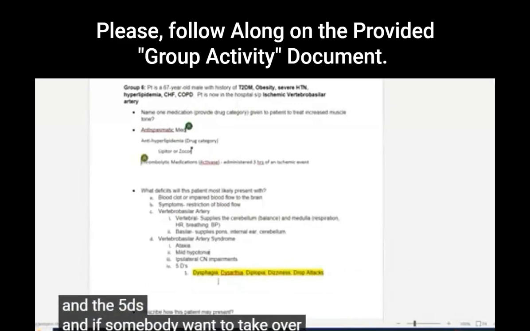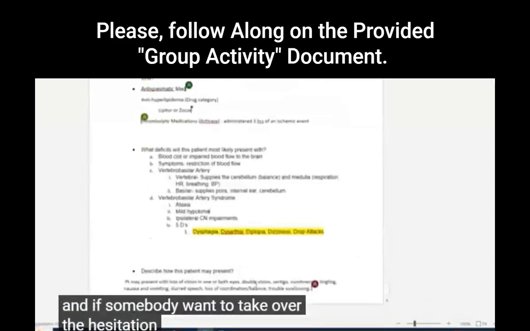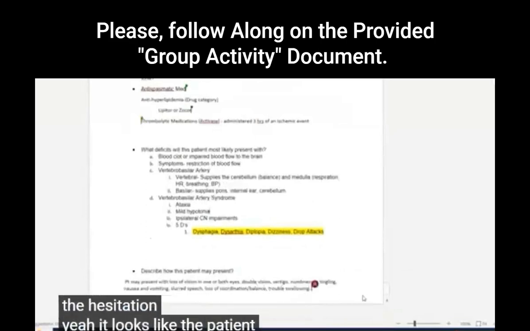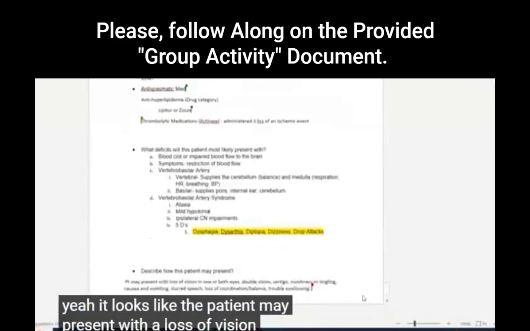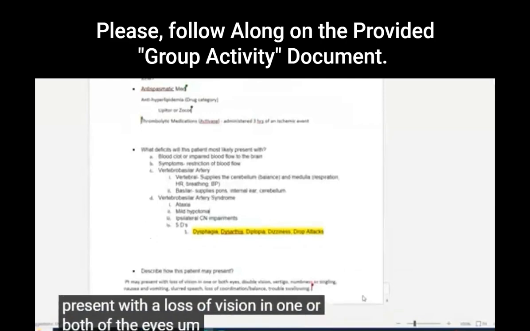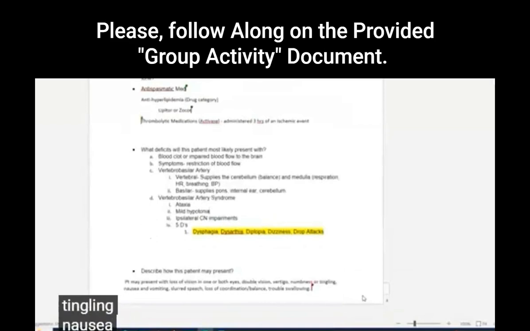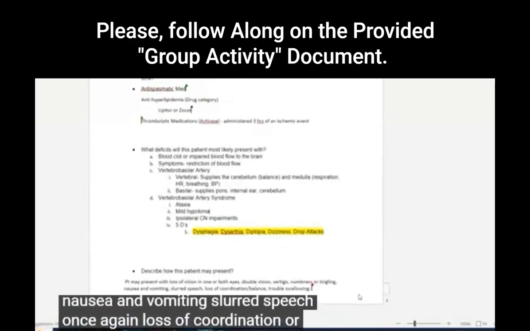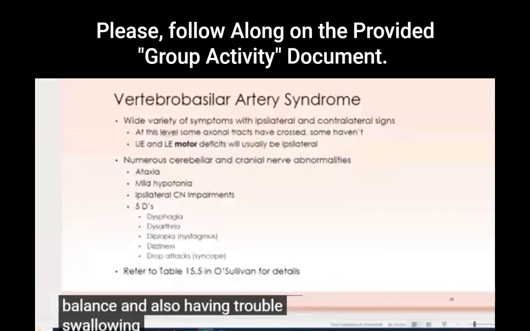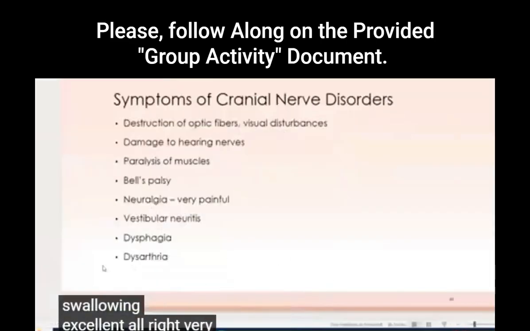And then if somebody wants to take over for the presentation. Yeah, it looks like the patient may present with loss of vision in one or both of the eyes, even double vision, vertigo, numbness or tingling, nausea and vomiting, slurred speech, once again loss of coordination or balance, and also having trouble swallowing. Excellent. All right, very good.